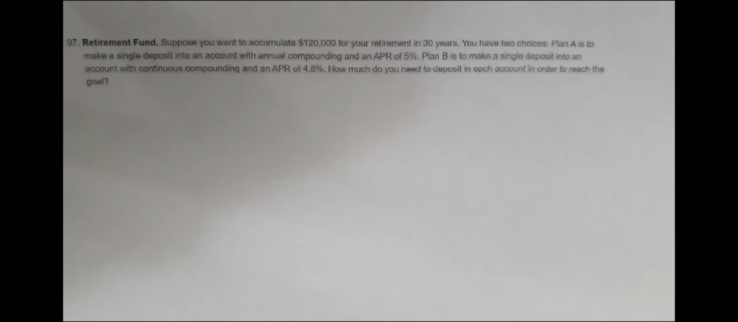Suppose you want to accumulate 120K for your retirement in 30 years. You have two choices. Plan A is to make a single deposit into an account with annual compounding and an APR of 5%. Plan B is to make a single deposit into an account with continuous compounding and an APR of 4.8%. How much do you need to deposit in each account in order to reach the goal?